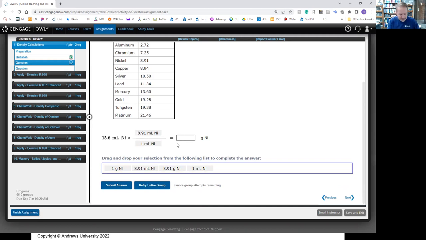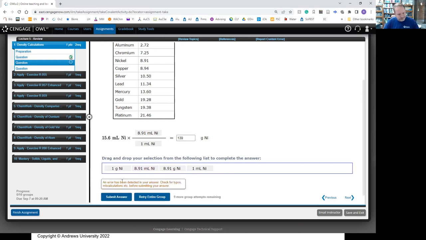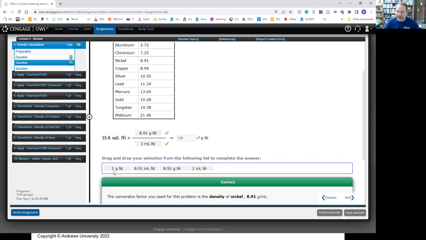15.6 times 8. I got 139 to 3 significant digits. Submit answer. Didn't like it, because I know I got that one wrong. So how do I fix it? Just drag the new one there, and then I'm going to hit submit, and we got it right.